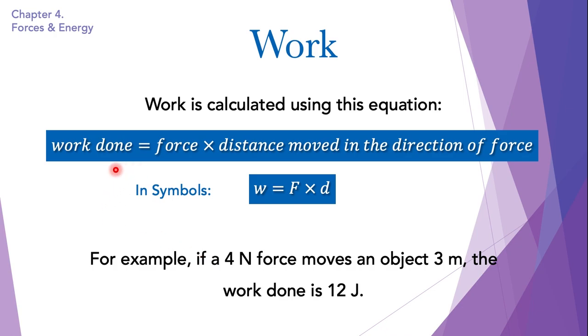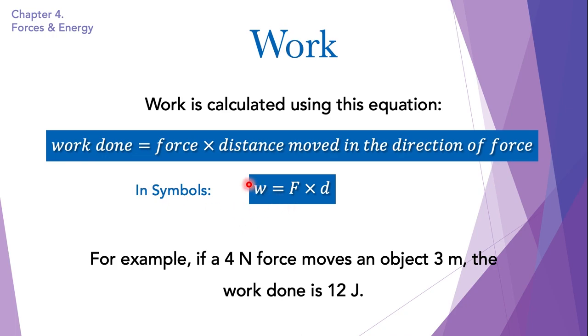This is the equation we use to calculate work done. Work done is equal to force multiplied by the distance moved in the direction of the force. Pretty simple, right? In symbols we write it as W = F × D. F is represented as force and D means the distance. W is the symbol, small w, for work done.